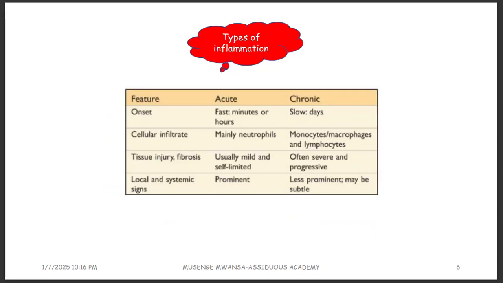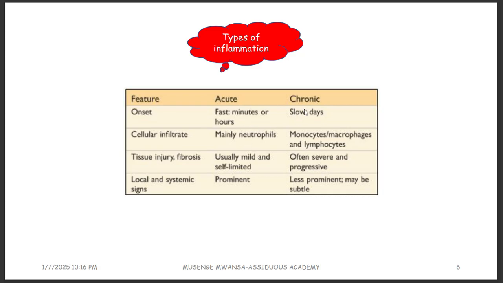We have two types of inflammation: acute inflammation and chronic inflammation. Acute inflammation starts suddenly, and it can happen within minutes to hours. The main cells in acute inflammation are the neutrophils.